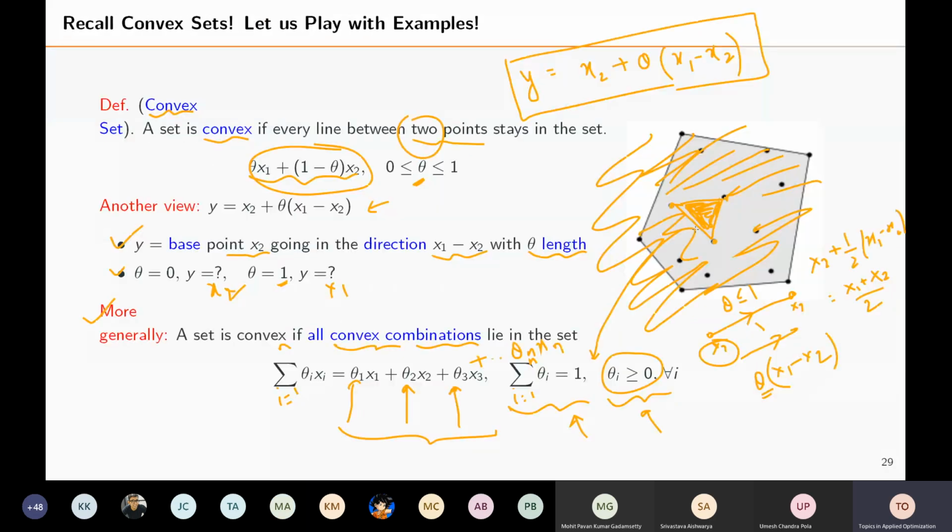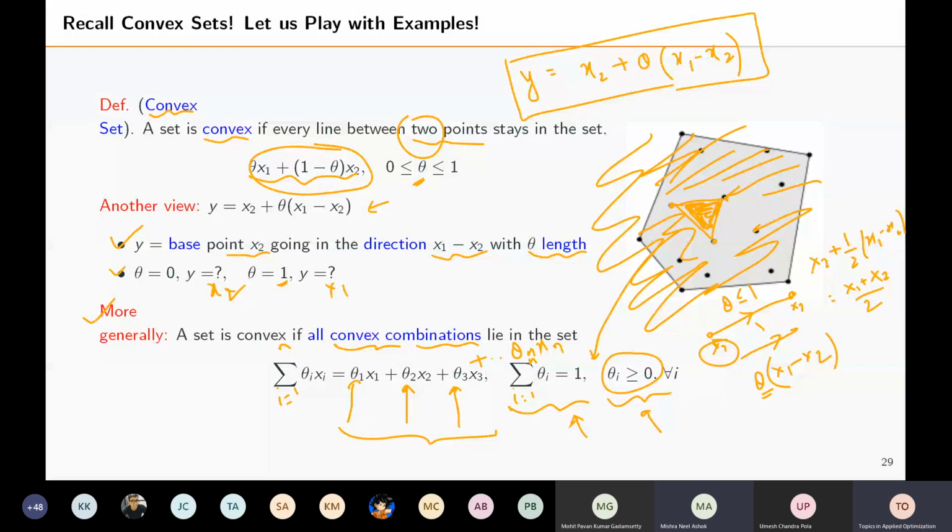Sir, with the linear combination we can have points outside of the line that was formed, and in convex we get the points inside the shape that is formed, right? Yes, exactly.